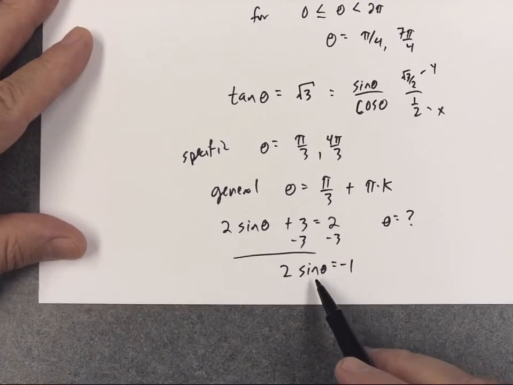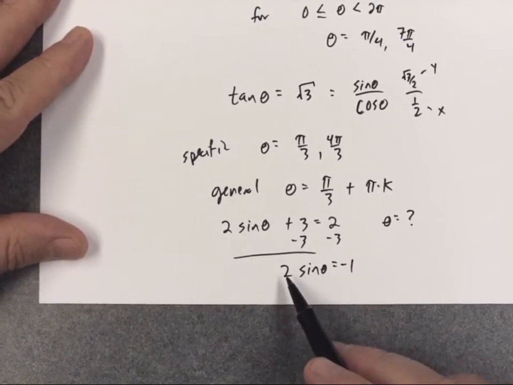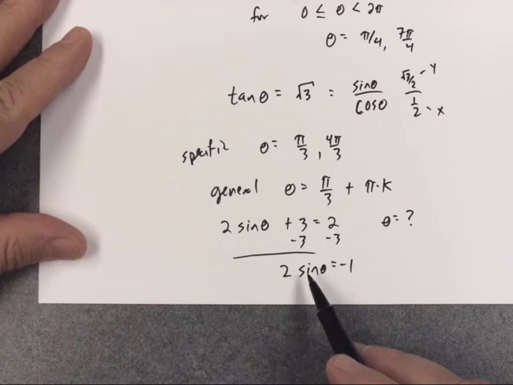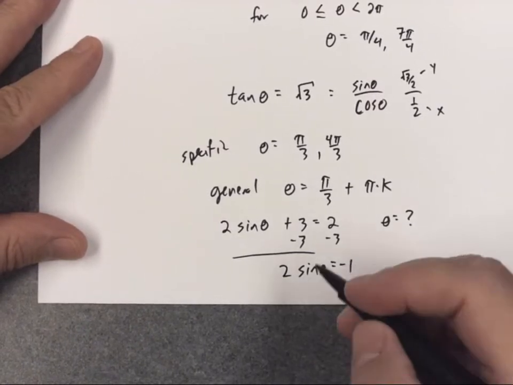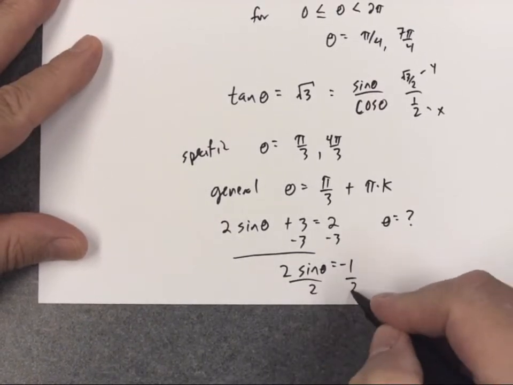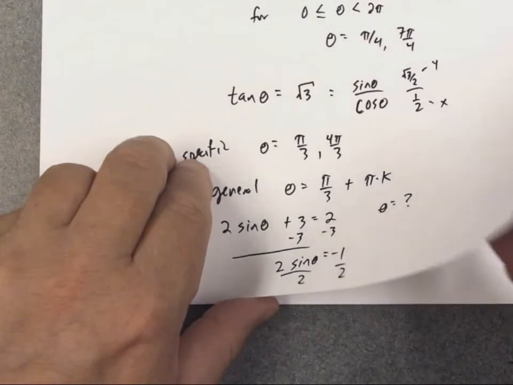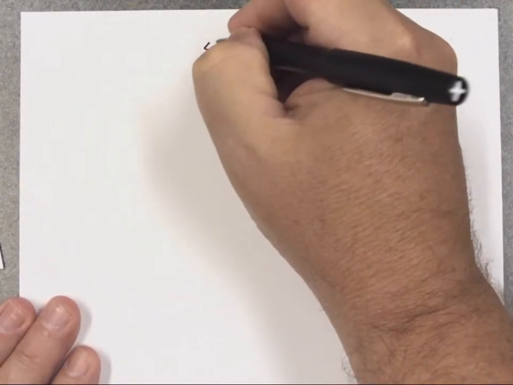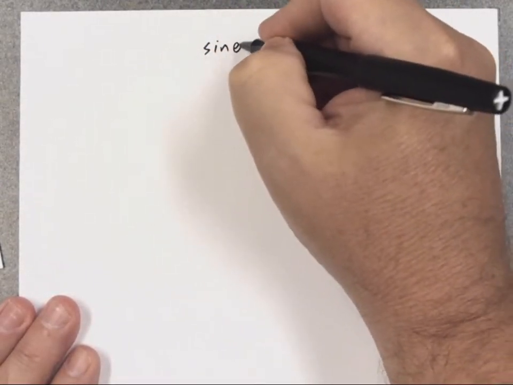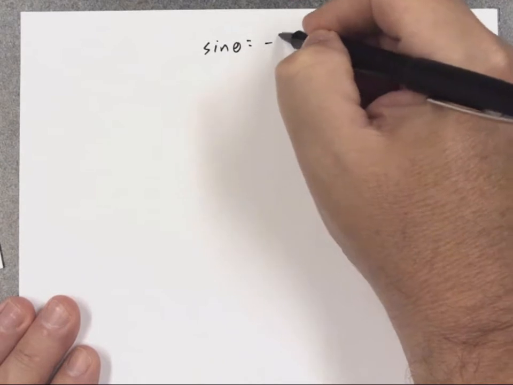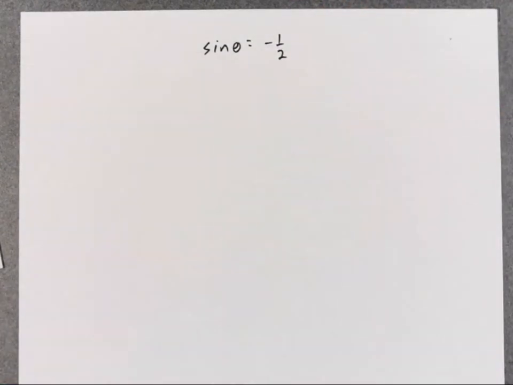If I want to get the trig function by itself, I need to get rid of this 2. Since it's 2 times the trig function, what do I do to get rid of the 2? Divide both sides by 2. So when you do that, now you finally have the trig function by itself. Sine theta equals negative 1/2. So that's the first step.